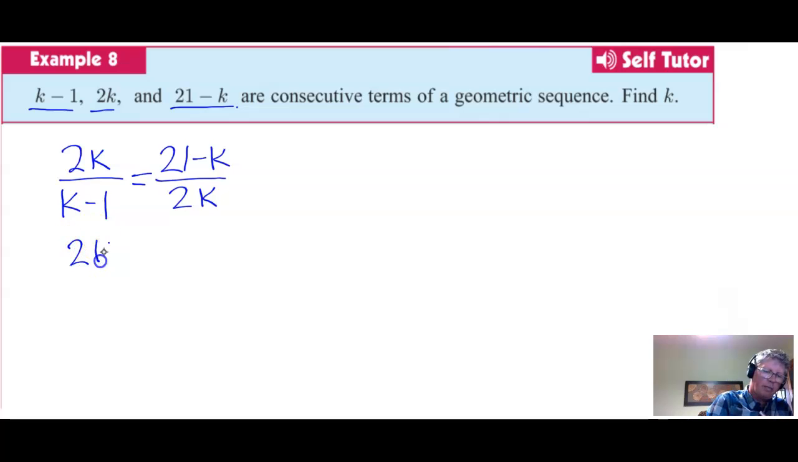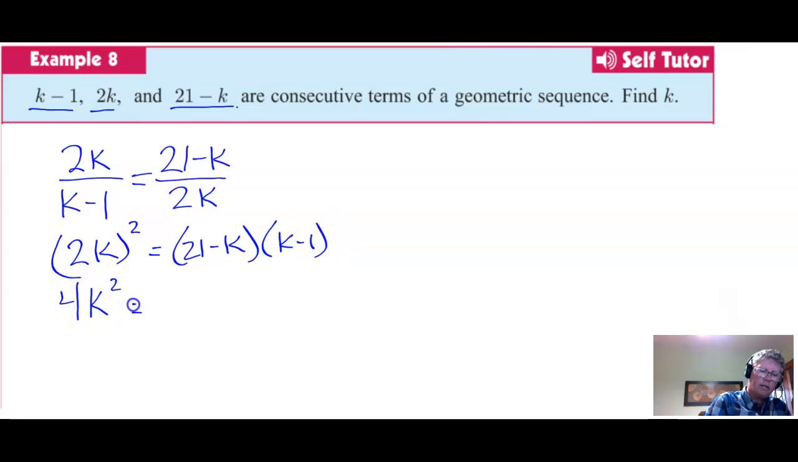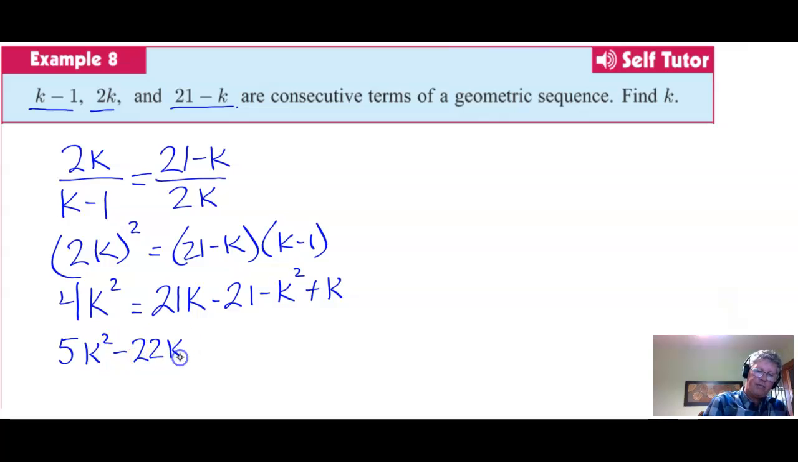So I get 2k squared equal to (21 minus k) times (k minus 1). 4k squared is equal to 21k minus 21 minus k squared plus k. All right, so let's get it all over to this side. I get 5k squared minus 22k plus 21 equal to 0.